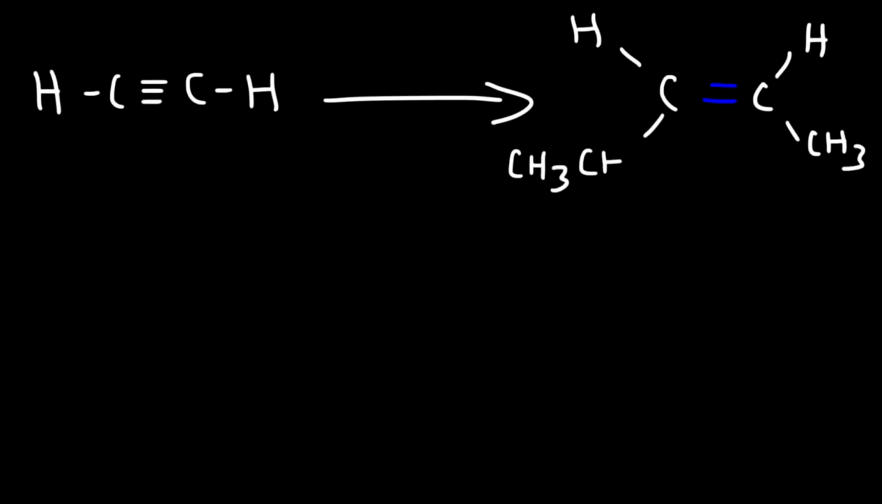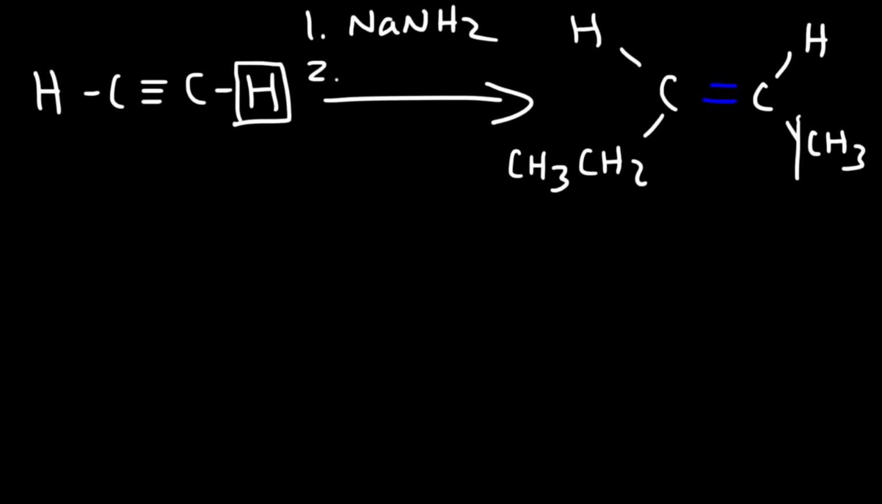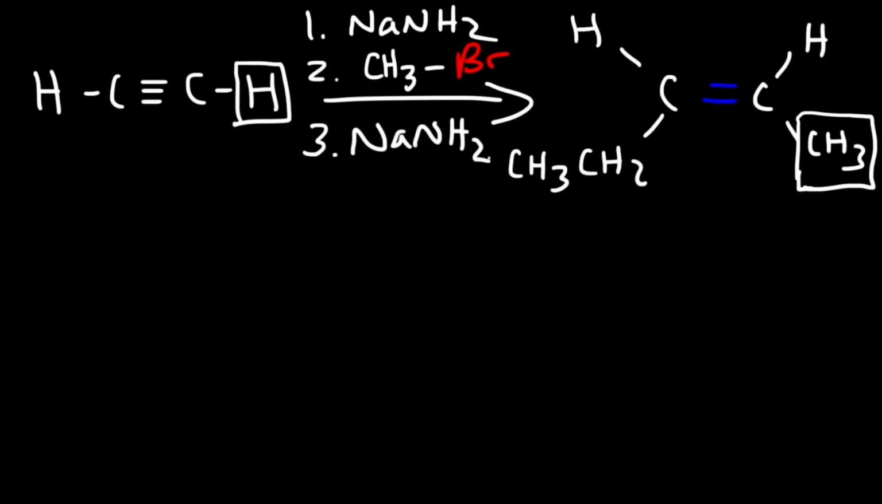So the first thing we need to do is we need to use sodium amide to remove the hydrogen. And then in step 2, we can replace that hydrogen with methyl. So we need an alkyl halide, and let's use methyl bromide for step 2. Now in step 3, we need to use sodium amide again to take off this hydrogen.